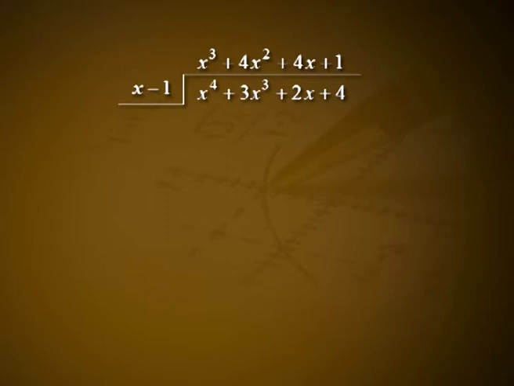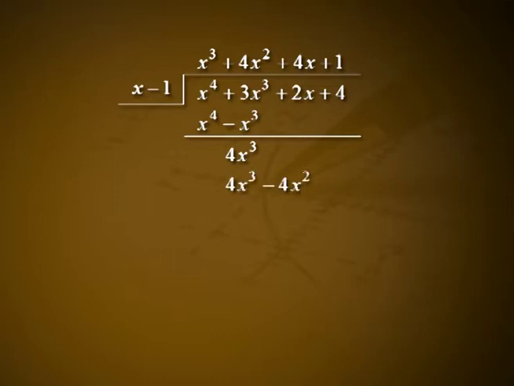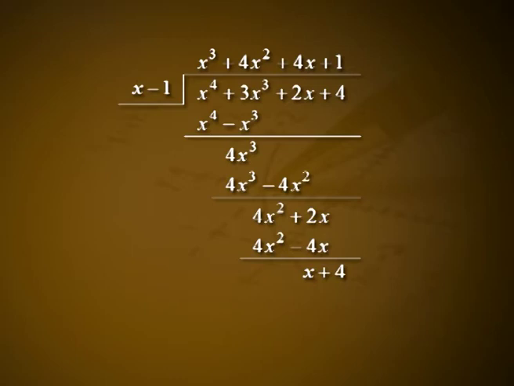First take x^3. x^3 times (x - 1) gives x^4 - x^3. Subtracting, we get 4x^3. Consider 4x^2. 4x^2 times (x - 1) gives 4x^3 - 4x^2. Subtracting, 4x^2 + 2x. Take 4x, then 4x times (x - 1) gives 4x^2 - 4x. Subtracting, we obtain x + 4.